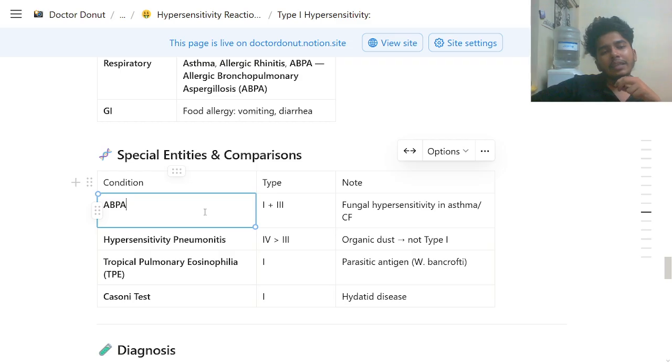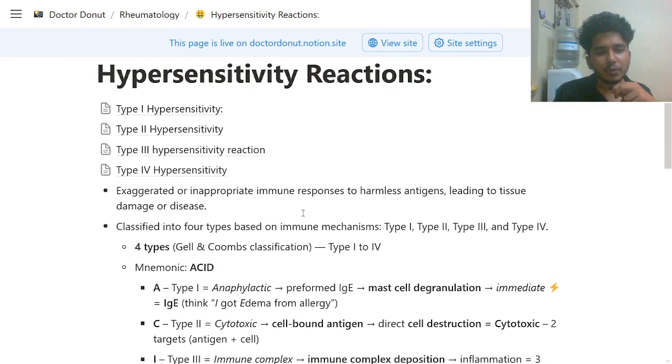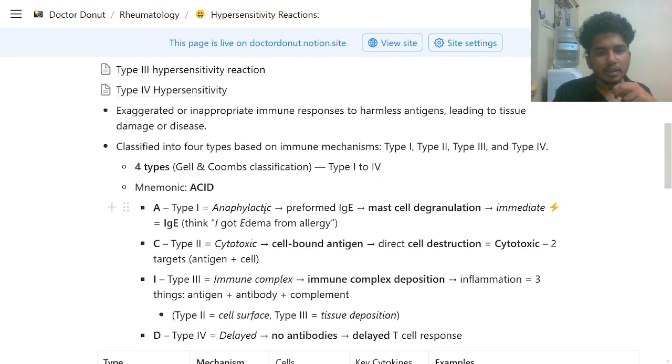In here you find type 1 and type 3, ACID. A is anaphylaxis, the fastest type. Three, ACID. What is I? What does I stand for, guys? I forgot myself. No worries, that's the reason we have notes. I stands for immune complex.